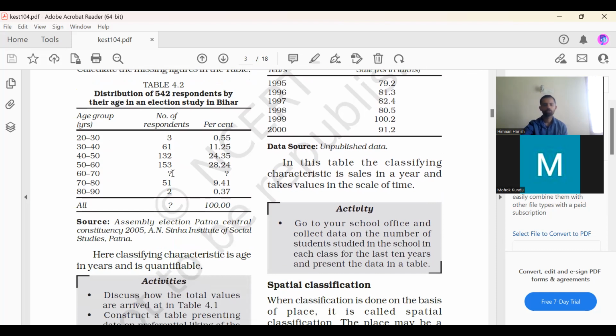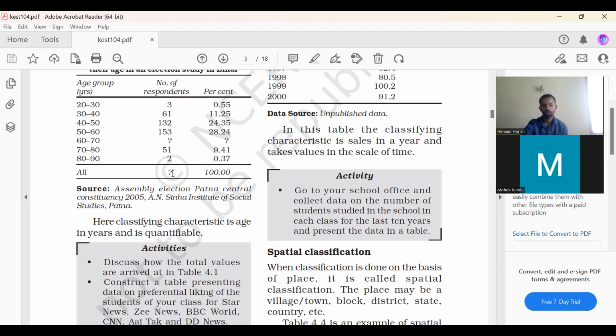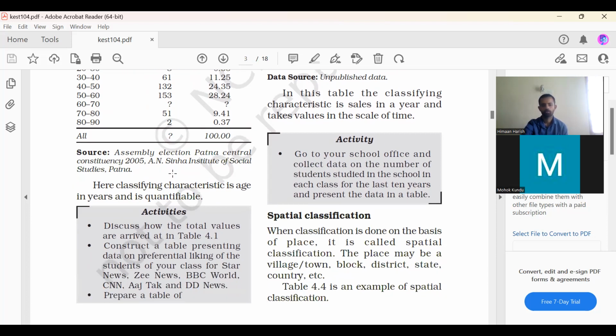Here, the classifying characteristic is age in years and is quantifiable. This source has been retrieved from the assembly election of the Patna Central Constituency in 2005. This research has been conducted by A.N. Sinha Institute of Social Studies in Patna, in Bihar. There's an activity given: discuss how the total values are arrived at in table 4.1.